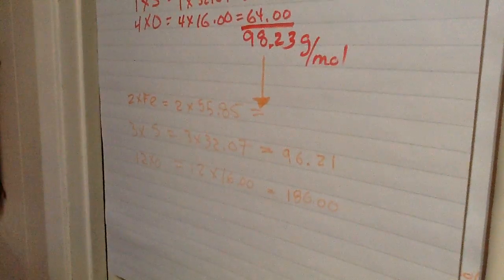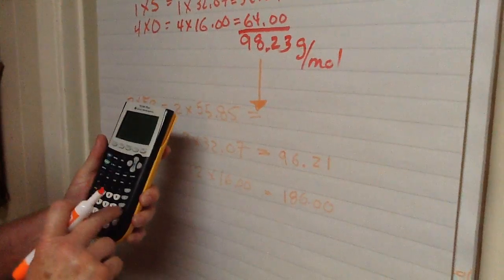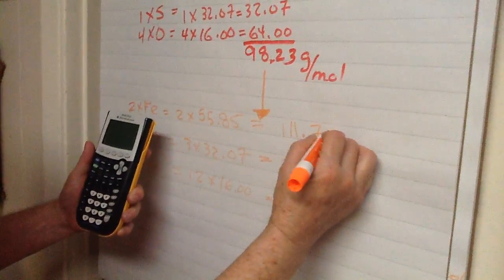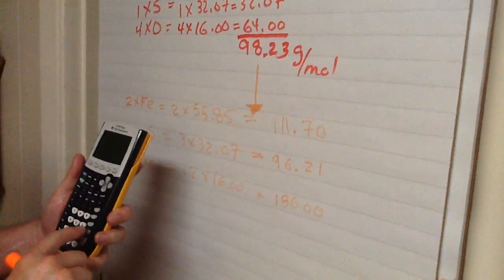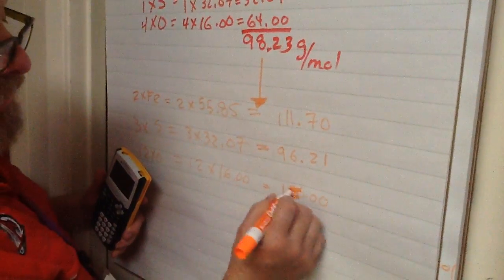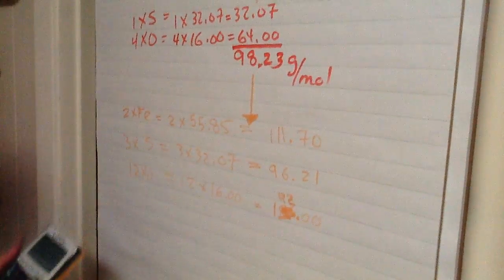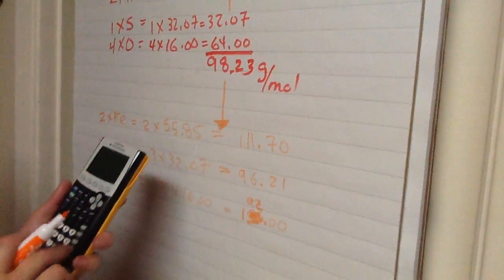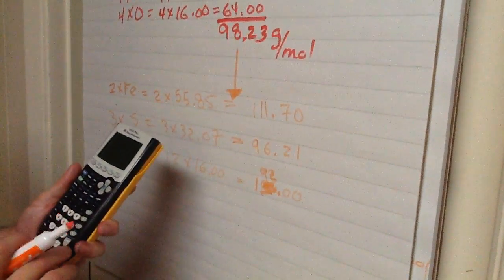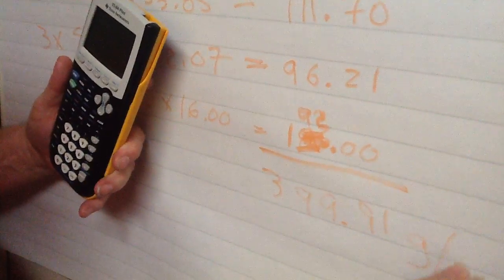And so if I sum these, and I need my calculator to double check my math, 55.85 times 2 would be 111.70, and oops, this was 192. 192 grams per mole of oxygen in iron(III) sulfate. So 192 plus 111.7 plus 96.21 is equal to 399.91 grams per mole.